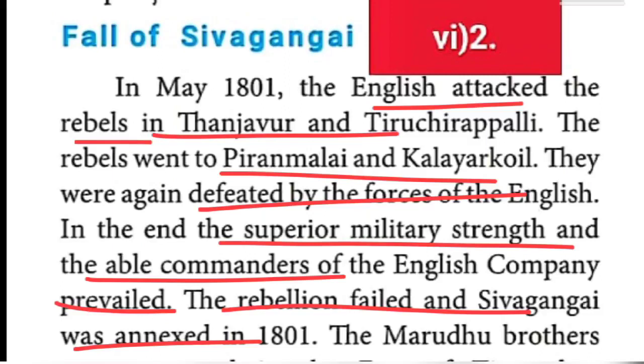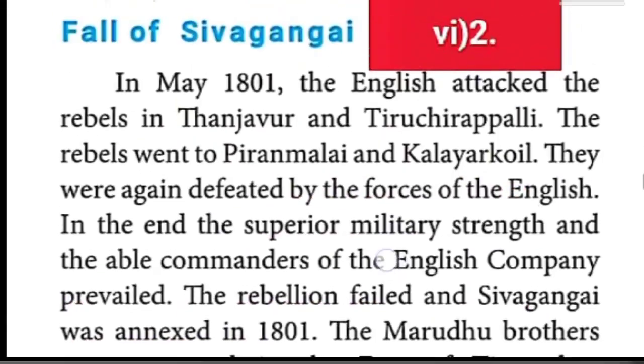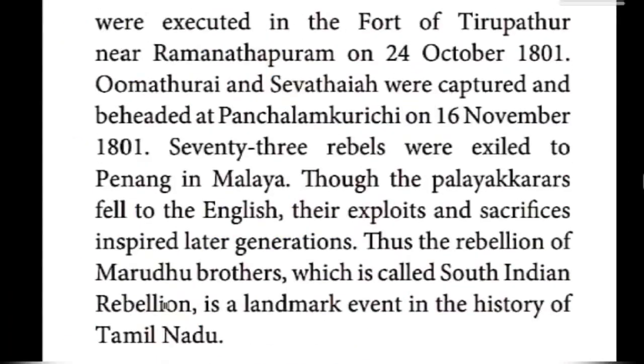Okay, so the Marudu brothers, who are the Marudu brothers? You know very well, Chinna Marudu and Periya Marudu. Yes, Chinna Marudu as well as Periya Marudu, both of them were executed. What is meant by executed? They were murdered. Otherwise, they were executed in the fort of Tirupattur near Ramanathapuram. Yes, so when did it happen? October 24th, 1801.